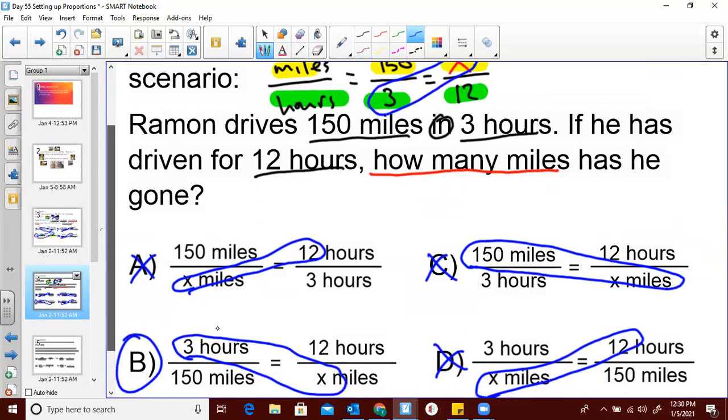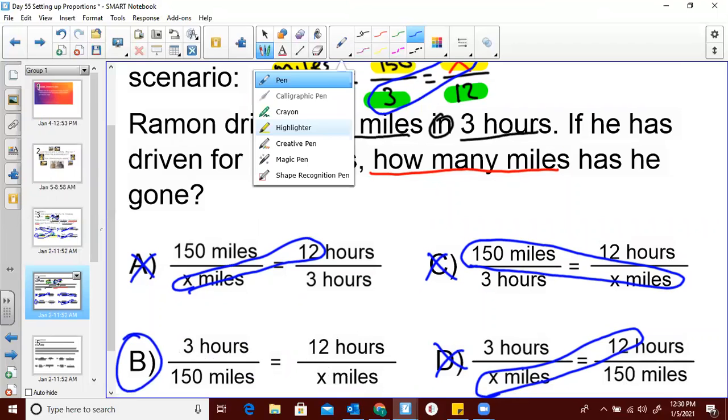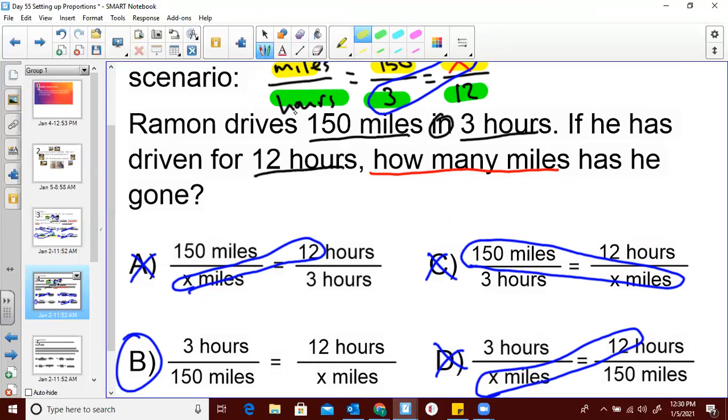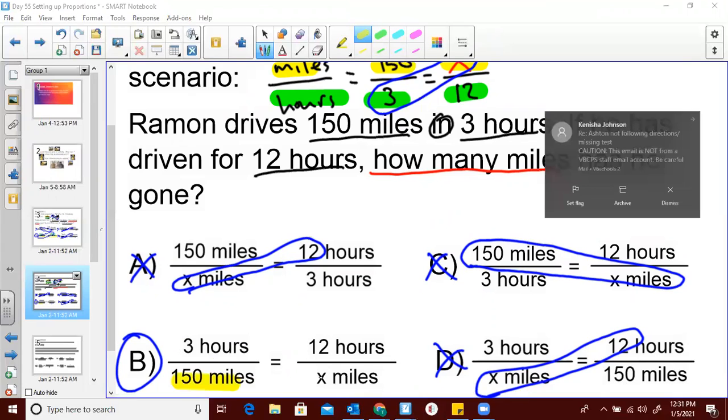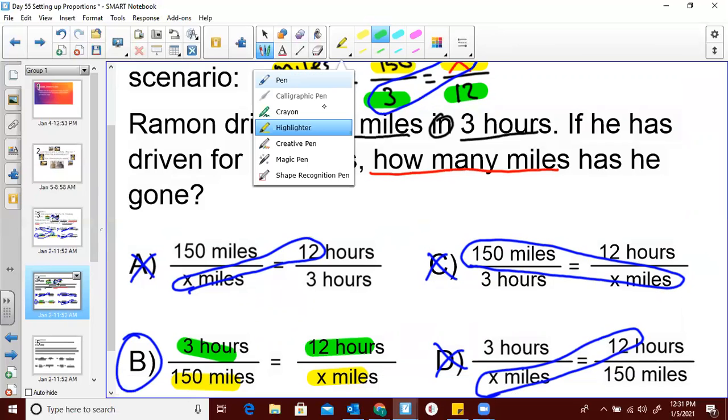I know you're saying to yourself, but it doesn't look the same. Well, look, I'm going to pull out my highlighter. Miles, for us, is in the numerator. For the next question, it is in the denominator. Hours is in our denominator, but for the answer, it's in the numerator. So as long as they are consistent, this works.